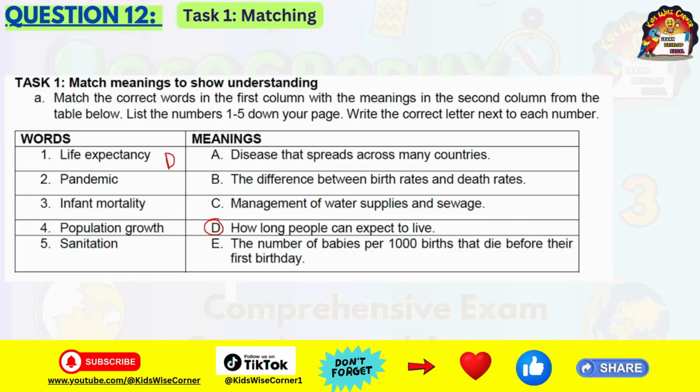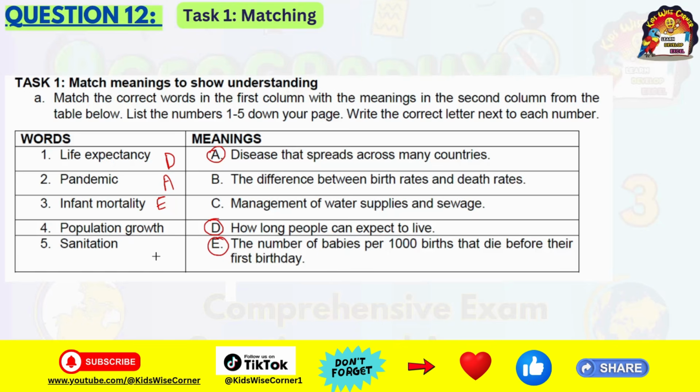Okay, pandemic. A pandemic is a disease that spreads across many countries. So a pandemic is A. Infant mortality is the number of babies who die before their first birthday. That'll be E.